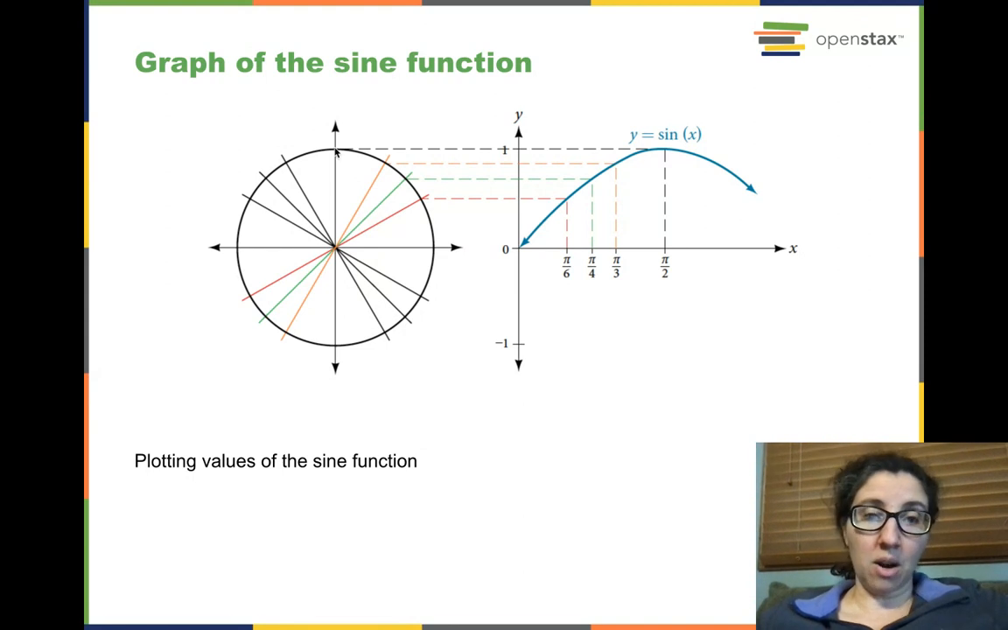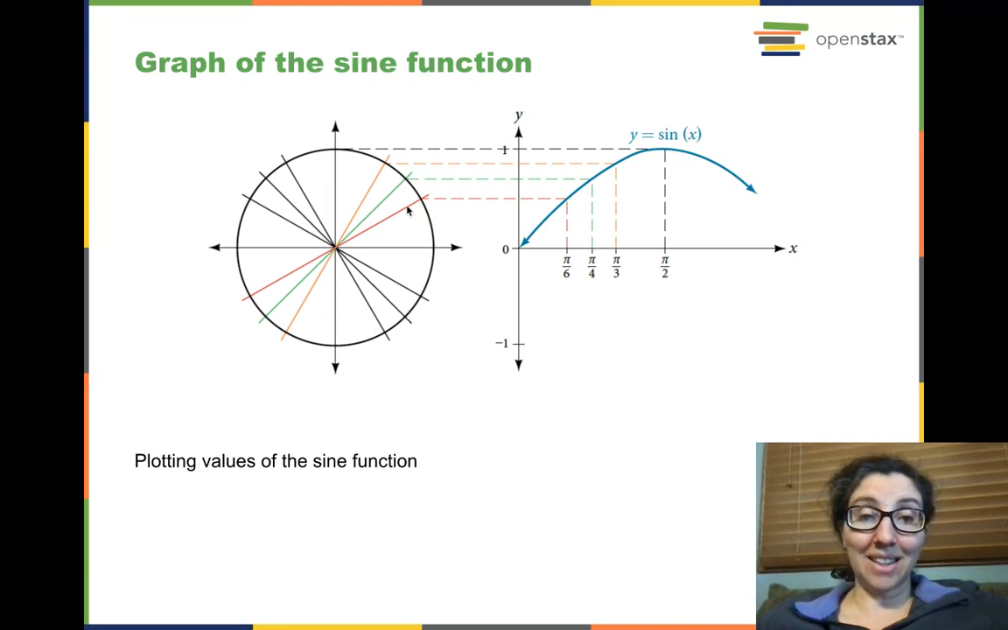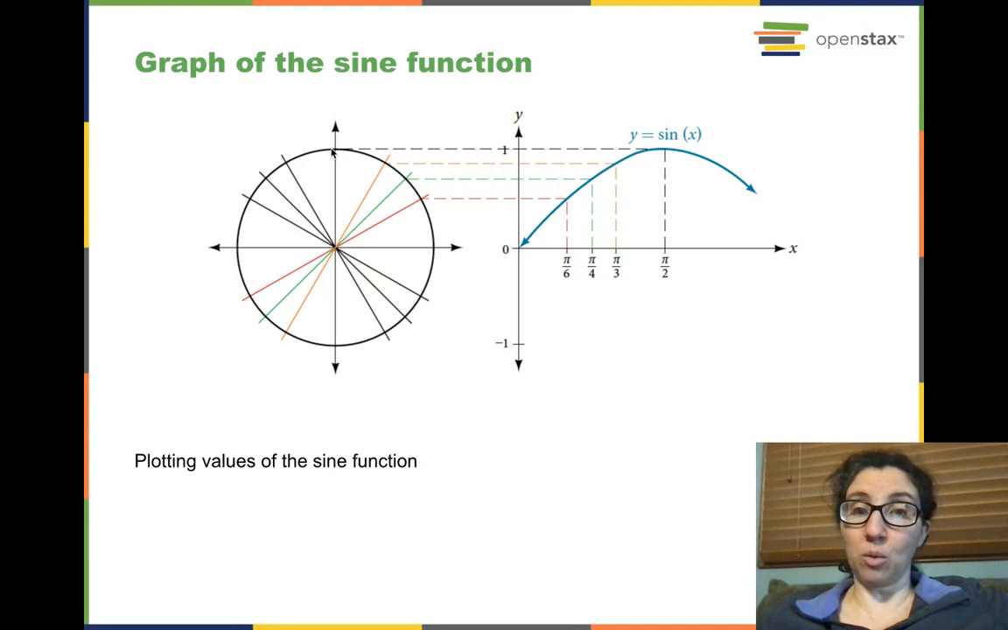And then here we are at pi halves. The y value is 1. So we bring that over here, and that's 1. Right? And that is the biggest that sine ever gets, right? The y value never gets bigger than 1.